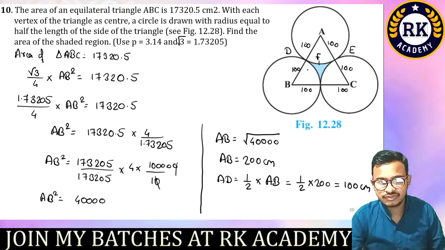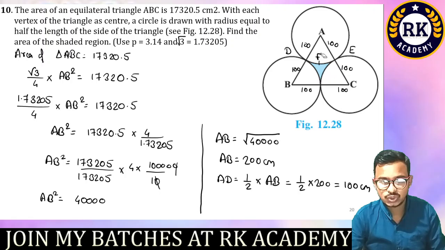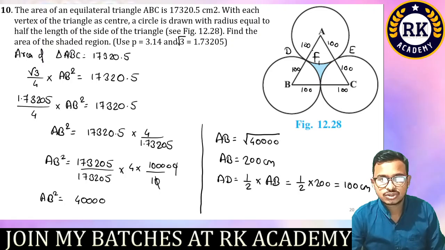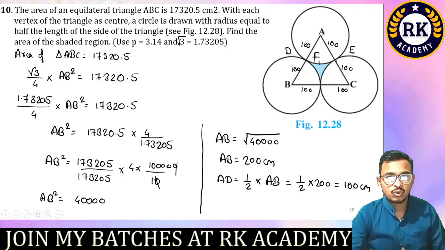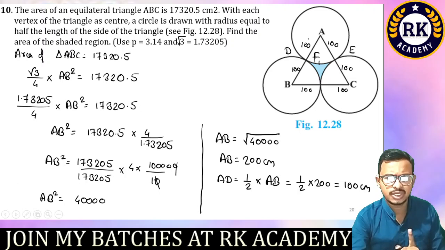So shaded region will be what? This sector. Okay, so what you have to do, area of the whole triangle minus three sectors, 1, 2 and 3. These are the three sectors. Now can you see in the figure all these three sectors are of equal measure? Yes, they all are of equal measure. So let us find only one sector.